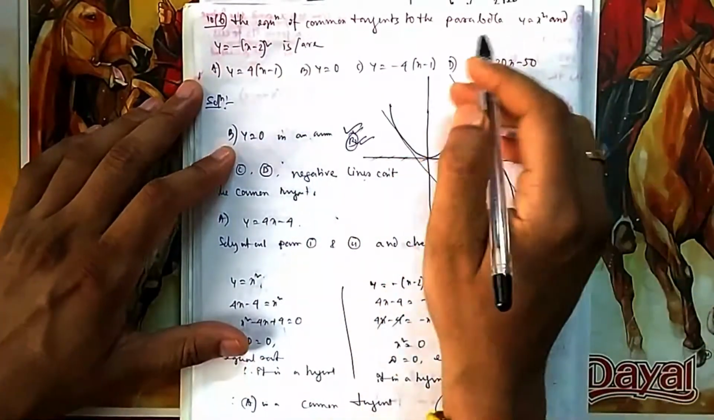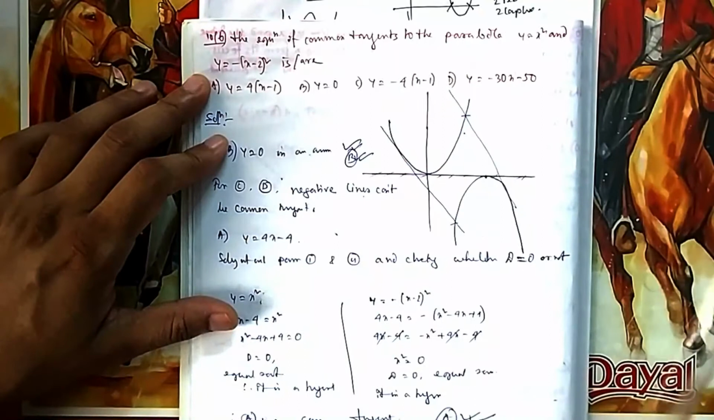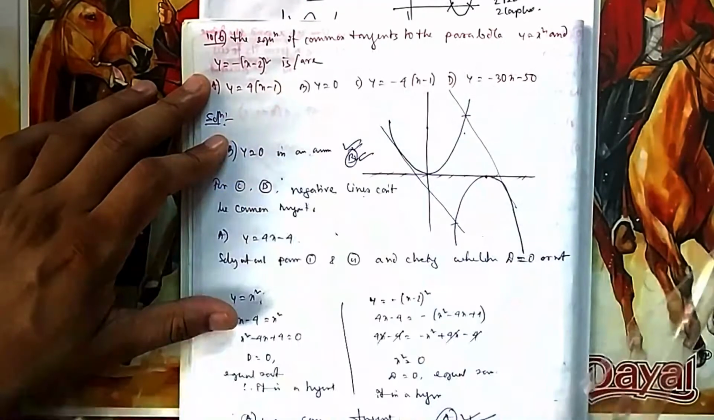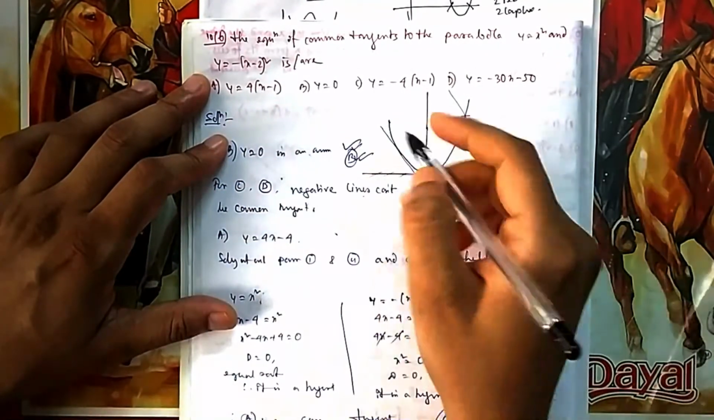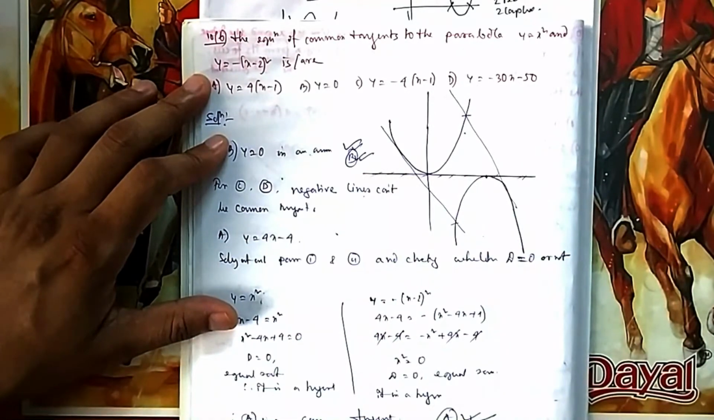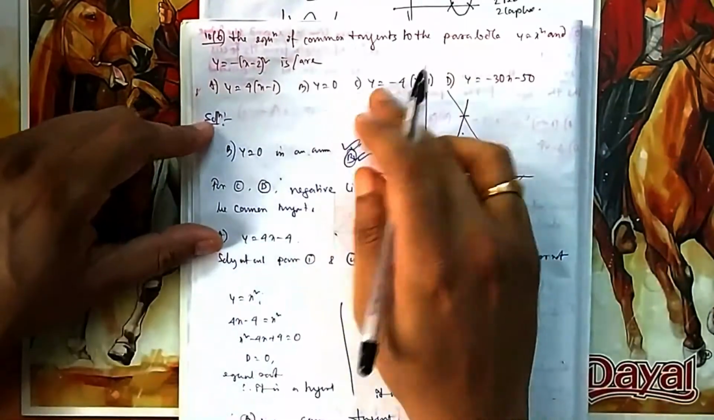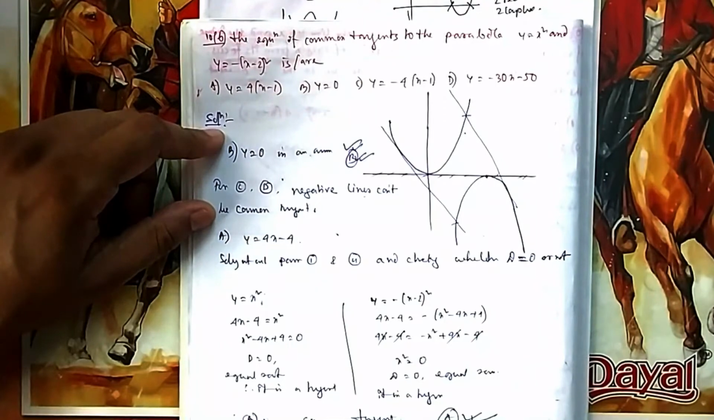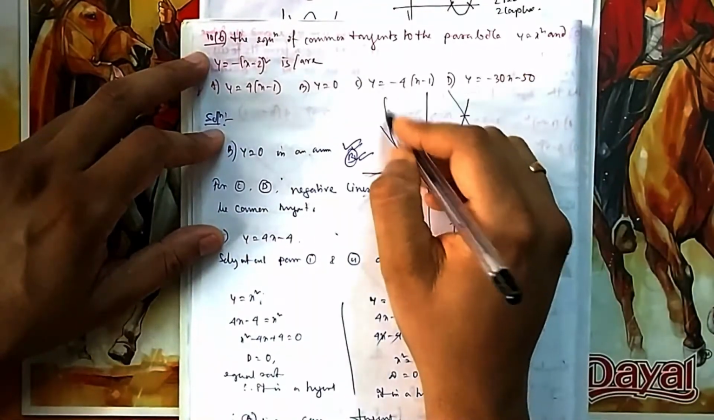Now if you come to this one, the equation of common tangents to the parabola y equal to x square and these are the same. So here I have done it by drawing. You can also solve it on your own, because it is a multiple correct answer type question. So here I have tried it with the drawing.